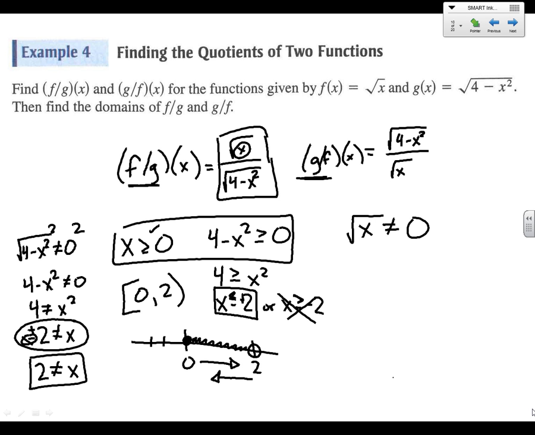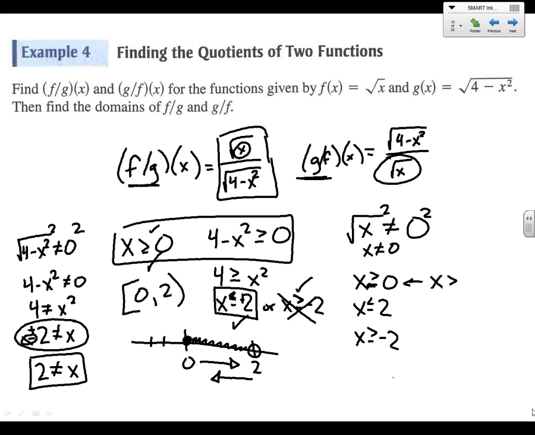So x has got to be greater than or equal to 0. X has got to be less than or equal to 2. It has to be greater than or equal to negative 2. These three things I knew from what we had already figured out. We also need to solve the one specific situation just for square root of x being in the denominator. So if we square both sides, we're going to say x cannot equal 0. So if we look in this situation, we're going to have to get rid of the equals part and just say x is greater than 0.